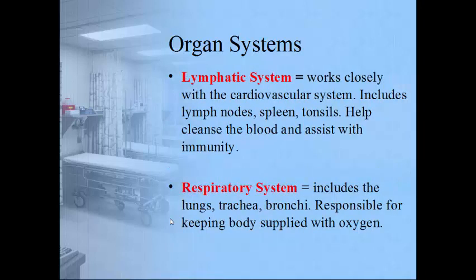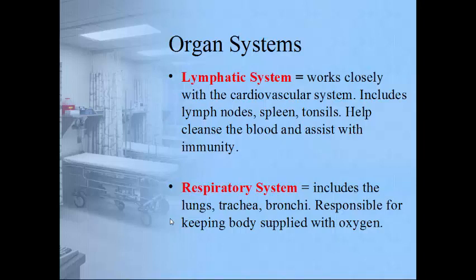Next, we have the lymphatic system. This works very closely with the cardiovascular system. It includes structures like the spleen, tonsils, and lymph nodes. And its main function is to help with the immune system of the body and also to cleanse and filter the blood.